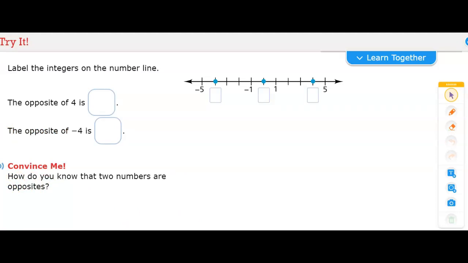Label the integers on the number line. So the opposite of 4 is negative 4. The opposite of negative 4 is 4. What would go here? 0.